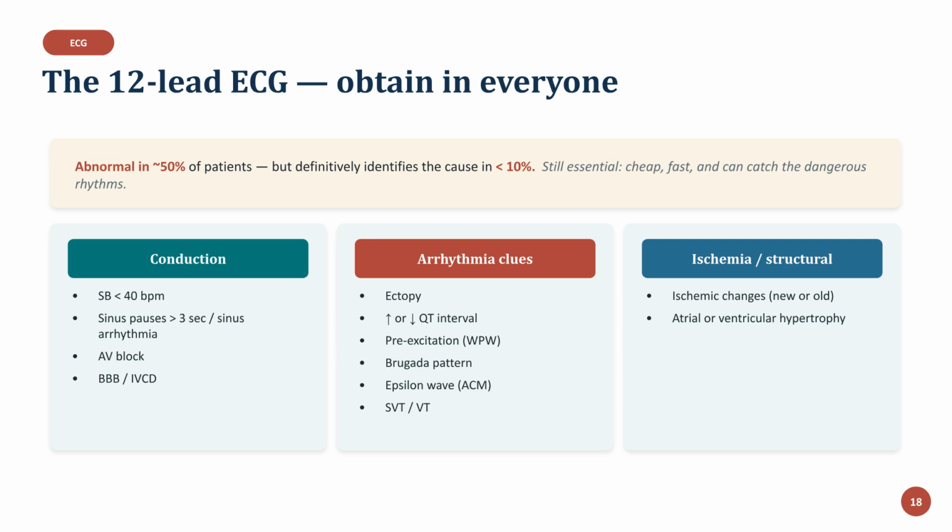Obtain a 12-lead ECG for every patient. While it rarely identifies the cause definitively, it's cheap, fast, and vital for catching dangerous rhythms or structural clues. Scan the tracing for conduction delays, signs of arrhythmia, or evidence of ischemia. It is an essential step that must not be skipped in the evaluation of any syncopal event.